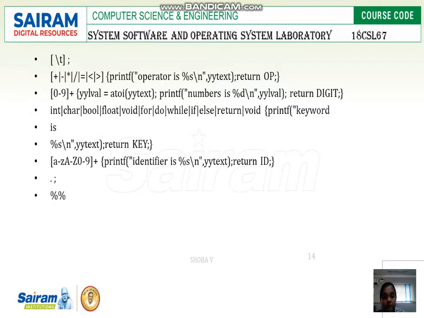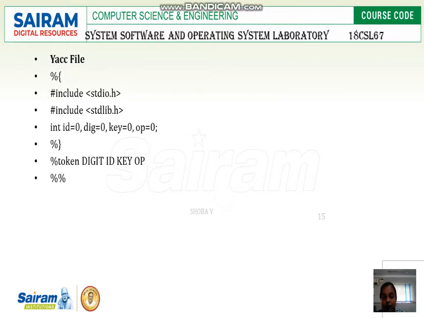Now we will see the rule section. Here we are using different kinds of operators: plus, minus, star, slash, equals to, less than, and greater than. This should be followed by the rule section. Now we'll see the YACC file, which is the same as before, with a definition section, rule section, and code section.